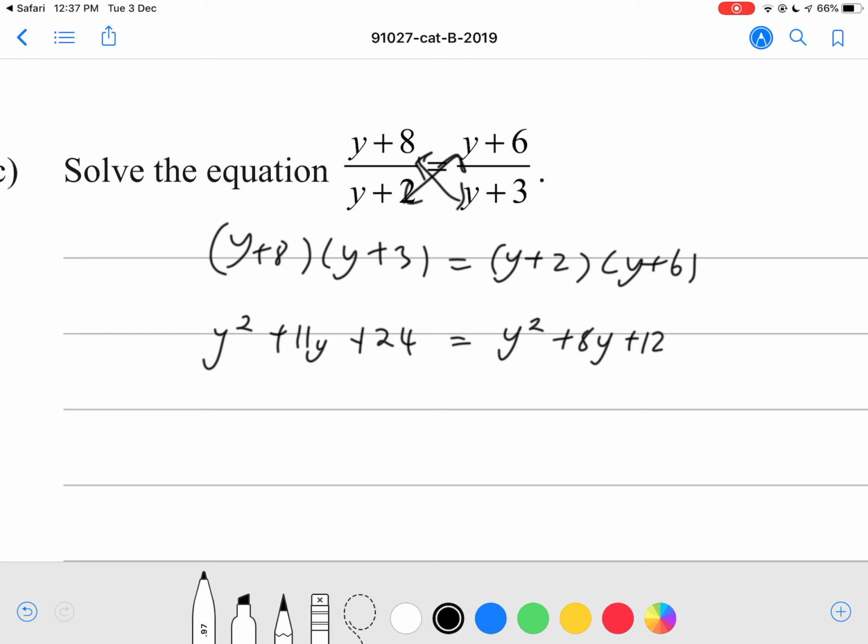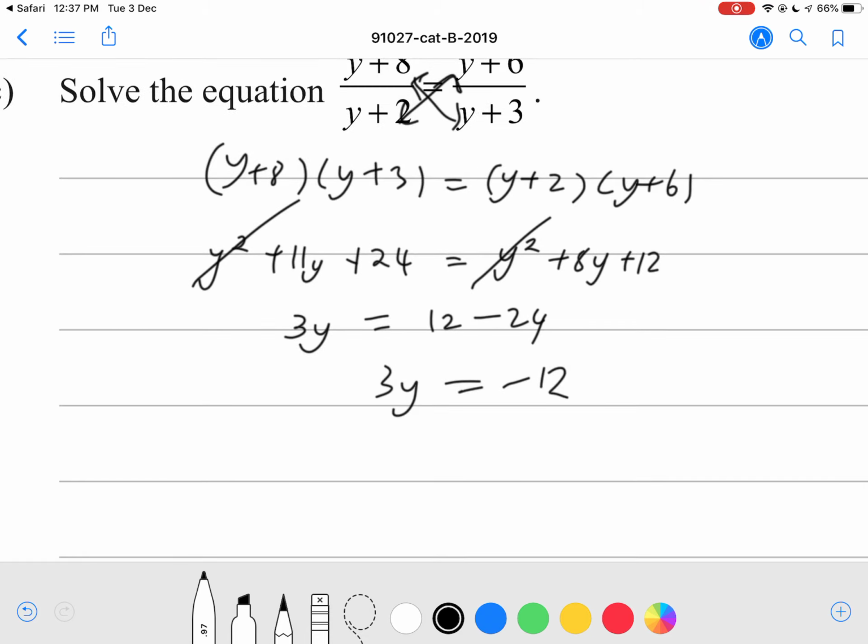Alright, so now we want to solve the equation for y. So basically y squared and y squared cancel out. So we'll move the 8y to the other side, that becomes minus 8y. So 11y minus 8y is 3y. Move the 24 to the other side, becomes negative 24. So this equals 12 minus 24. 3y equals negative 12. So therefore our y will be equal to negative 4.